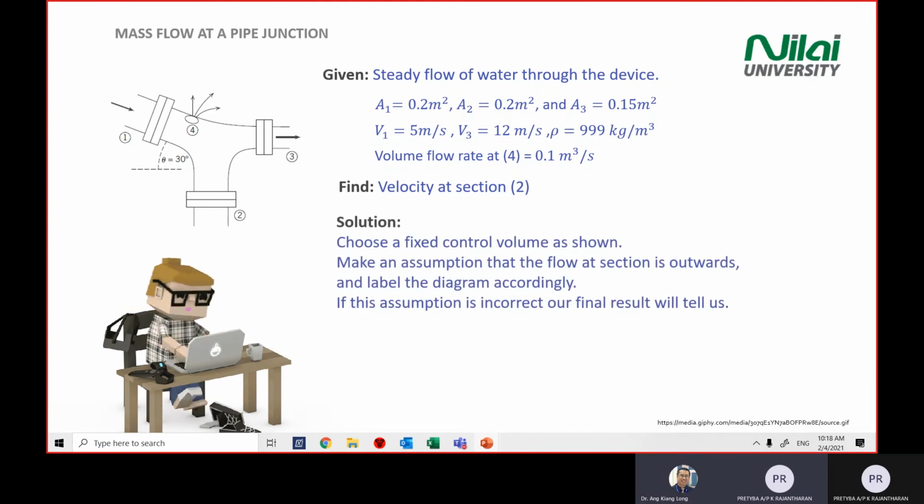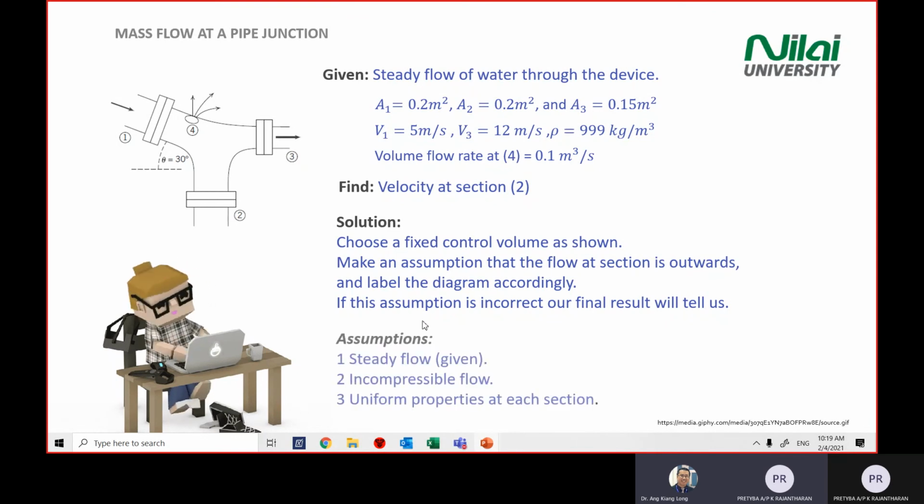Then the steps will be the same as what you did in the simulation. You choose a control volume, which is your simulation domain, and then you go through the settings according to the assumption. Then you label the diagram accordingly. In ANSYS, you go for the step we call named selection. You name the surfaces or the volume accordingly, and then you do the other settings.